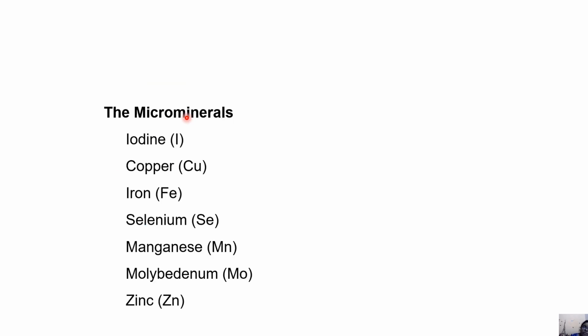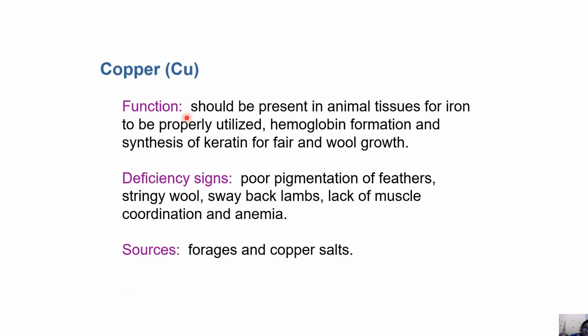The microminerals are iodine, copper, iron, selenium, manganese, molybdenum, zinc. Copper should be present in animal tissues for iron to be properly utilized, for hemoglobin formation and synthesis of keratin for hair and wool growth. Deficiency signs: poor pigmentation of feathers, stringy wool. Sources: forages and copper salts.